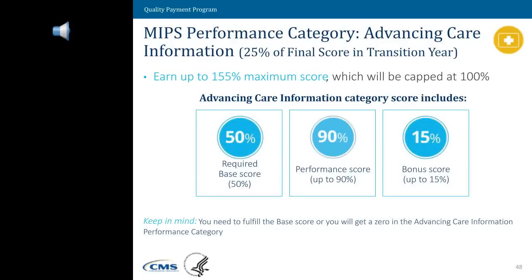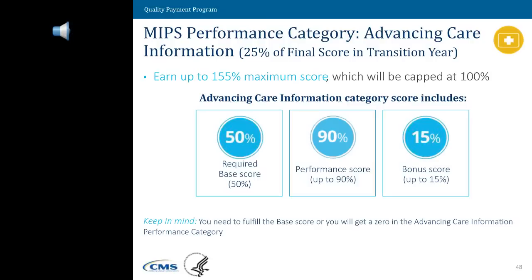And so the last performance category is the advancing care information. And as Molly said, this got restructured so that the base score is worth 50% of your score. So if you meet that base score, you will automatically get 50% credit. And as you report additional measures, again, the measures change based on your certification, you can increase your score up to a maximum of 100%.